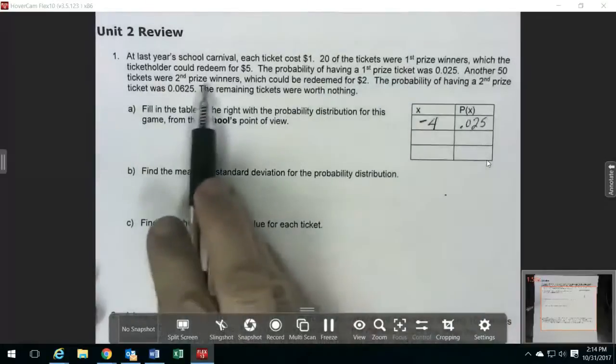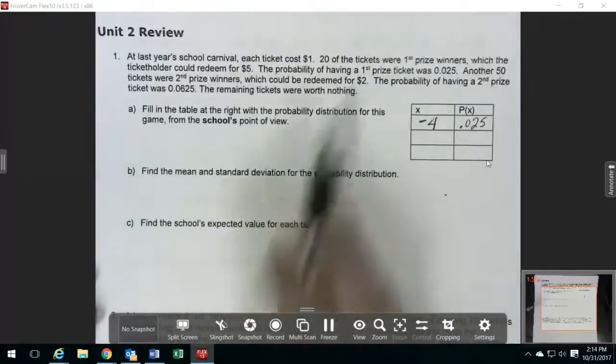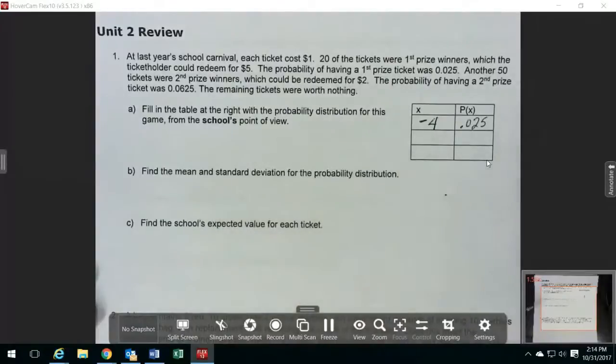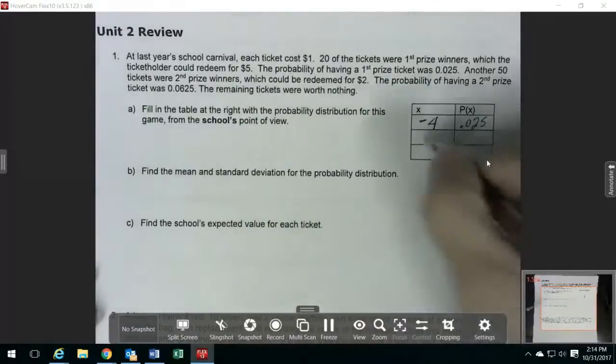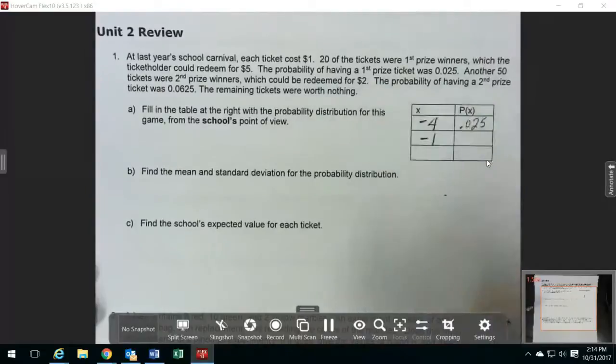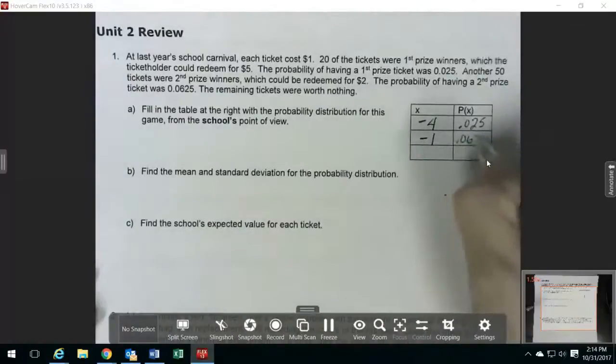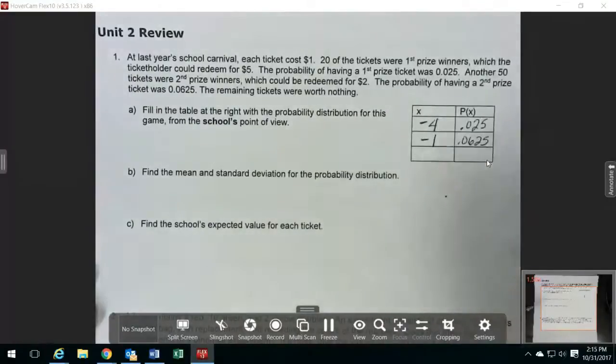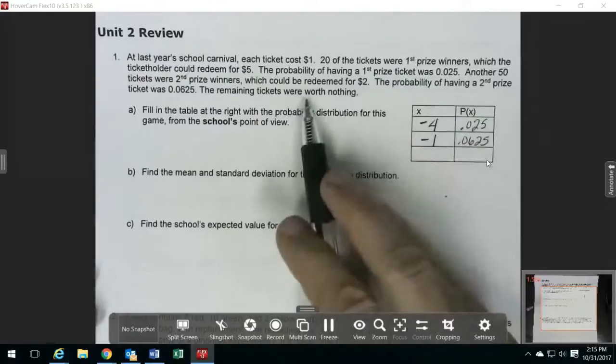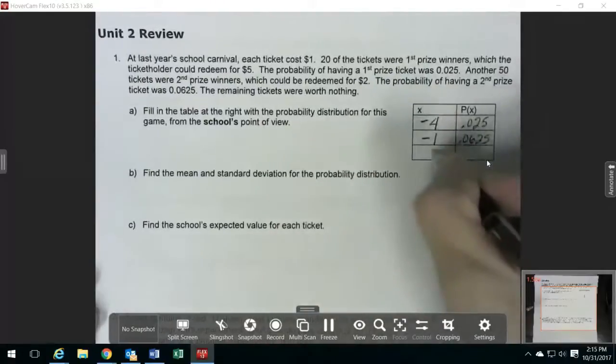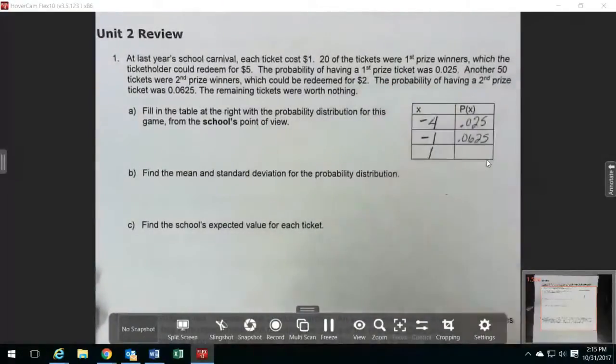So we can go ahead and fill in the probability box. Then for the second prize tickets, those can be redeemed for $2. So the school got $1 per ticket, they're paying out $2. So their net loss was $1. And then the probability for that was 0.0625. And then last we had some tickets that weren't worth anything. So for those, each of those, the school's net gain was $1 because the person paid $1 for the ticket in the first place.